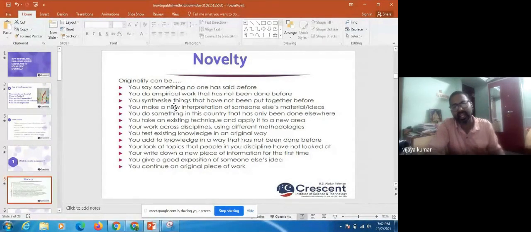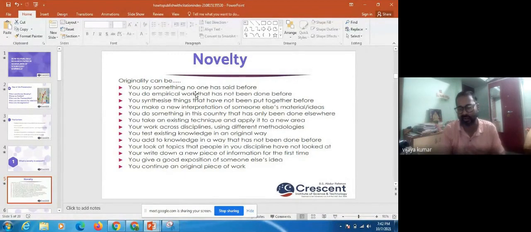Okay, let us say that is one element of novelty. But I am not a life science researcher. But how do I achieve novelty? How do I do something that nobody has done before? Second thing to do that is, you can take an empirical work that has not been done before.